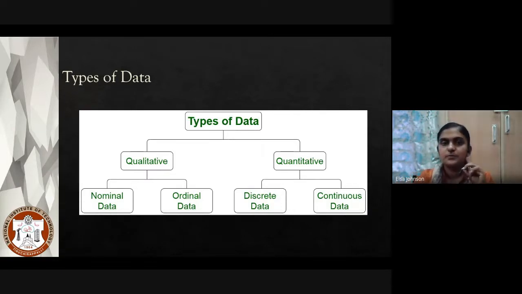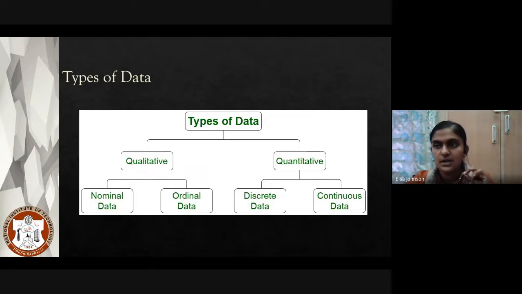Okay, then we'll continue. Types of data. The data is classified as qualitative as well as quantitative. Qualitative is also known as categorical data, and quantitative can also be named continuous data. Qualitative usually mentions the quality of that particular thing. It can have different categories, and it can have numerical data also.